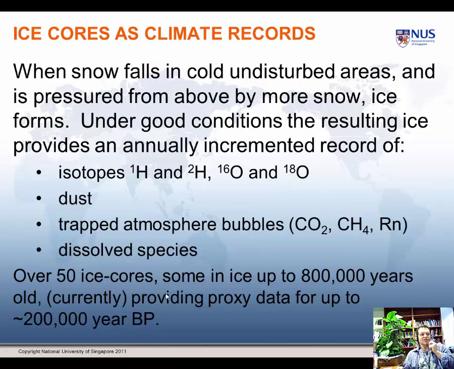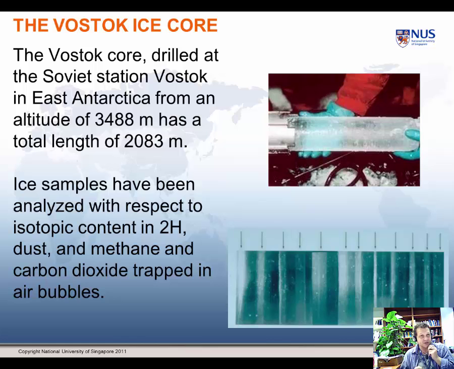Anyway, the world stock of ice cores is growing all the time. There's about 50 now, or more than 50, and in some of them the ice is up to 800,000 years old. Now, it doesn't automatically follow that if the ice is 800,000 years old, you can extract this proxy data for 800,000 years ago, simply because the older the ice is, the more scrunched up it gets. That's a technical term. The more difficult it is to extract data. We've currently got proxy data back to about 200,000 years before present. So that's a reasonable lump of data. Now, in this workshop, we are going to use some of the data from one of those ice cores, the so-called Vostok core.